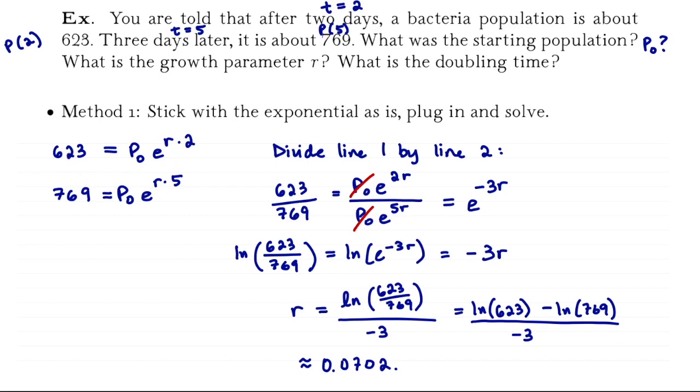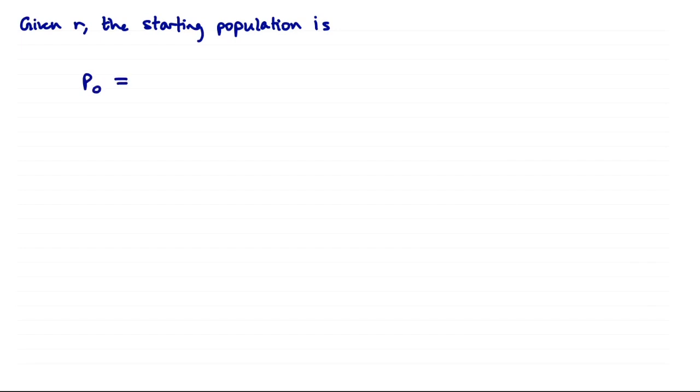So let's do that. Given r, the starting population is going to be exactly 623 divided by e to the 2r. And then if I actually now evaluate that, that's about 541. So there's rounding in this problem, and that's okay. I rounded to the nearest whole number because we're talking about a starting population. So that seemed like a sensible thing to do.